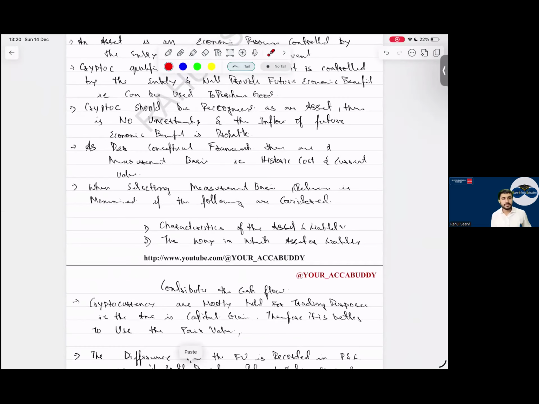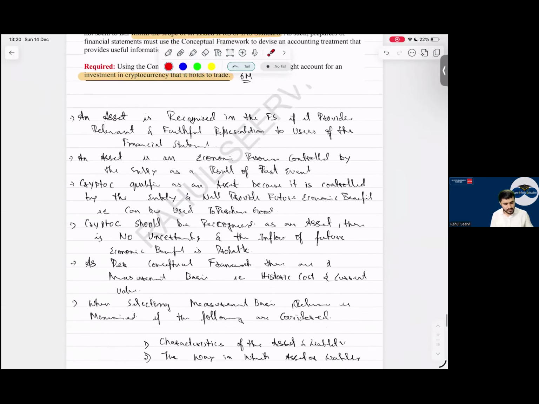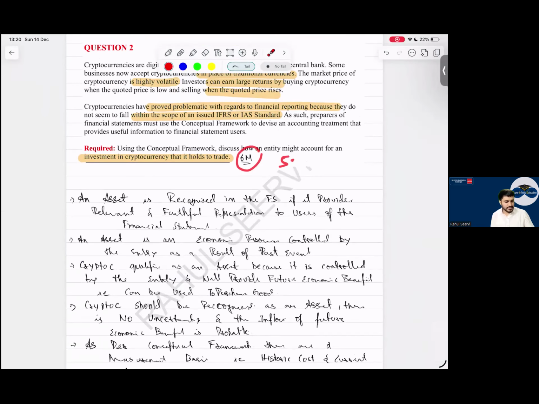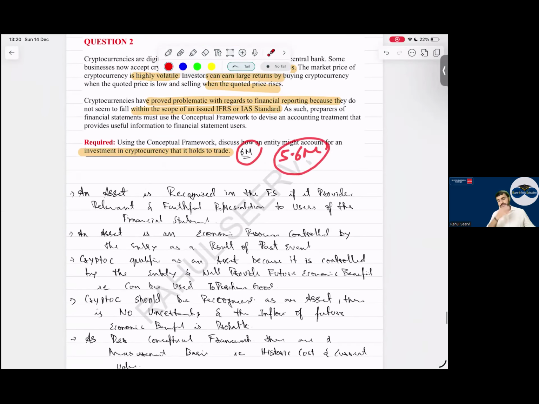So on average, how many marks do these types of questions come for? We say 5 to 6 marks. Okay. And is there always one or two questions like this, or just one? Depends. As I mentioned, in the last December attempt, no question like this had come. It was from some other topic, not from the conceptual framework. It was a straightforward question. But the September attempt had a question regarding IAS 38 and the conceptual framework.